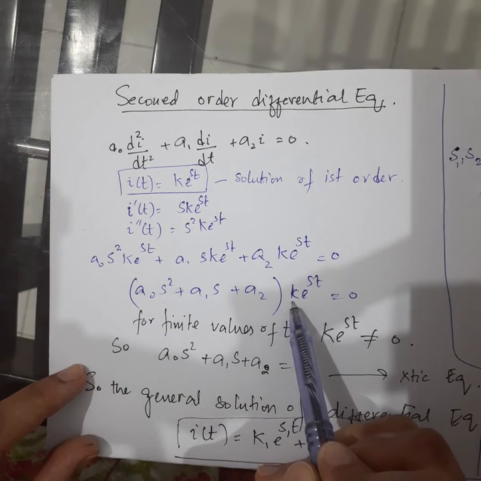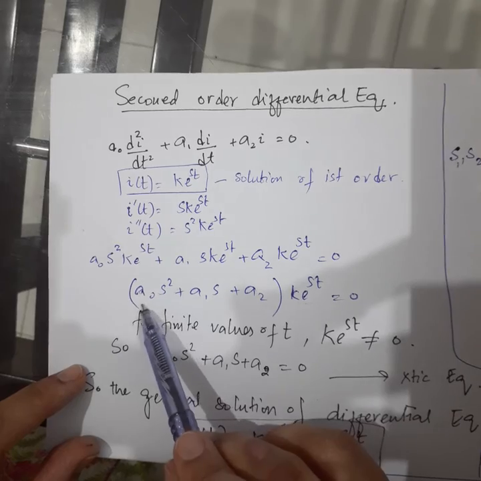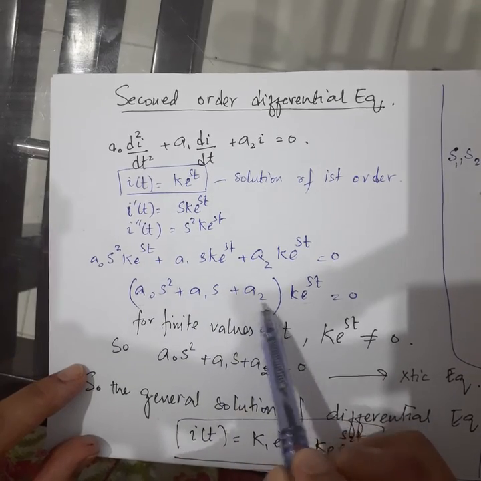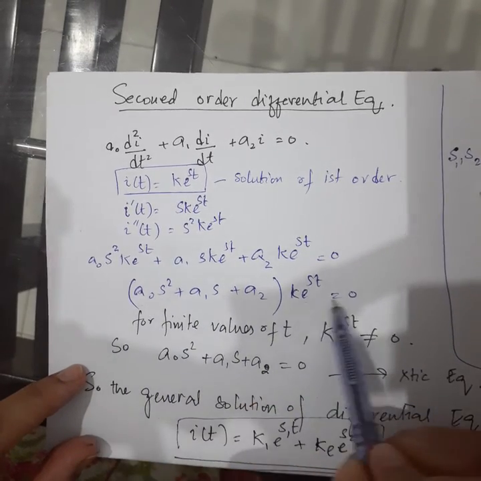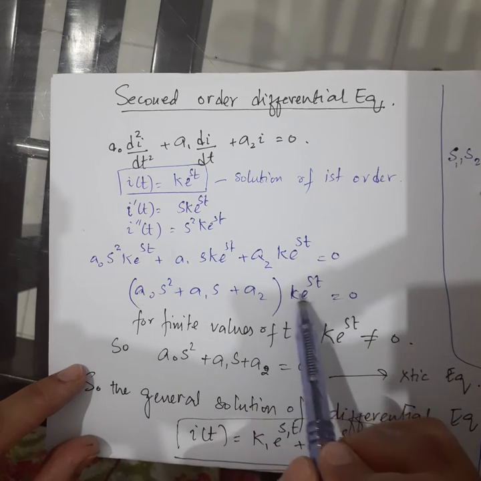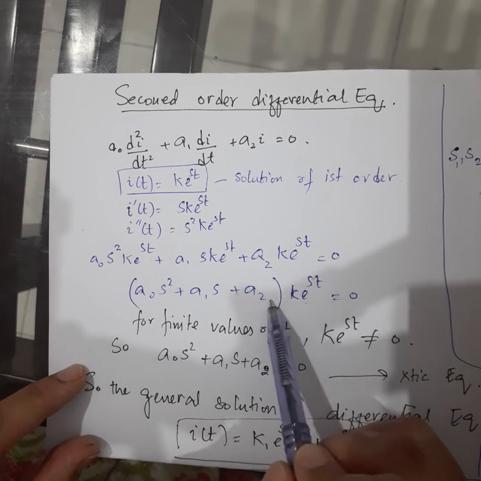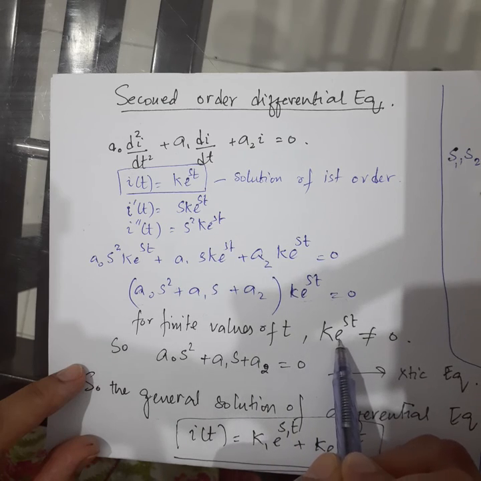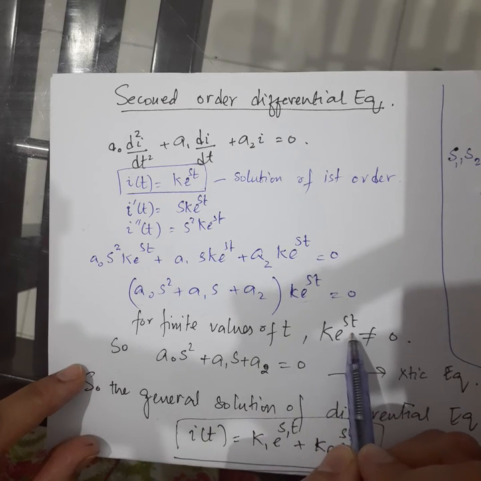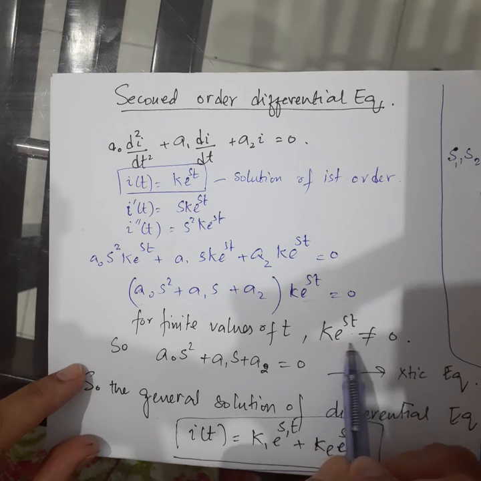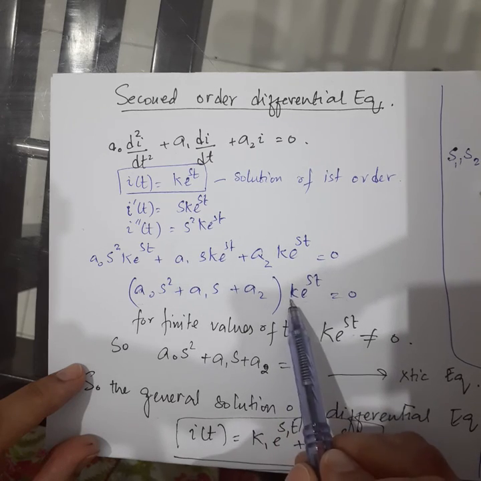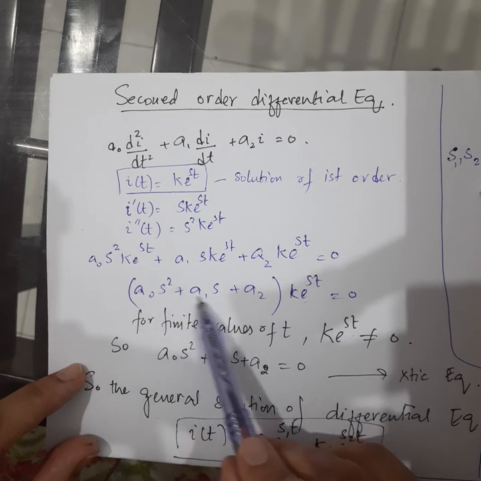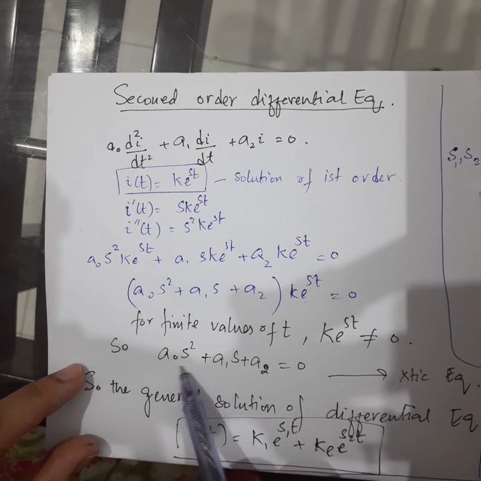By taking common this value of Ke^st, we get a characteristic equation, and the equation gets this form. From here, as these two are a product of each other, and we are already familiar that the value of Ke^st can only be equal to 0 if and only if t has some infinite value, and for the finite values of t this part can never be equal to 0. If this part can never be equal to 0, then obviously this part must be equal to 0. So we get this equation.